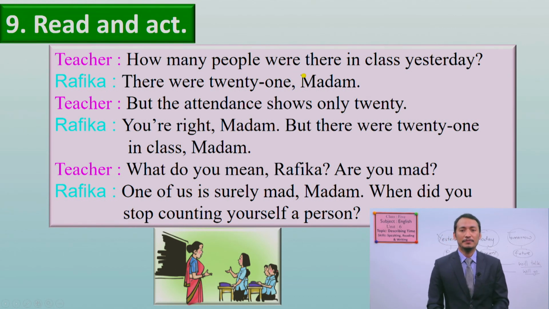How many people were there in class yesterday? Teacher says. Rafika, there were 21, madam. Here you see how many people were, where you can see the verb. There were 21, madam, but the attendance shows only 20. Attendance shows only 20 means there are only 20 people in the attendance. You are right, madam, but there were 21 in class, madam. The student, Rafika, again saying, there were 21. The attendance was 20, but there were 21 people in the classroom.